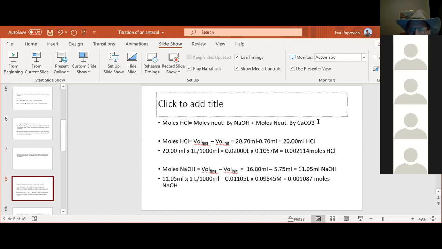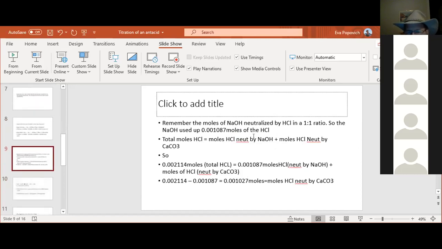Is this making sense? Are we good here? Yep. All right. So I make that subtraction. This means I have 0.001027 moles of HCl that were neutralized by the calcium carbonate.